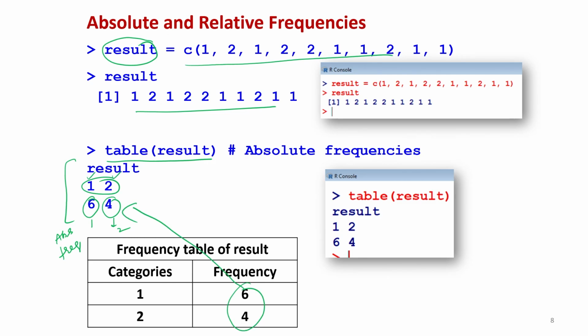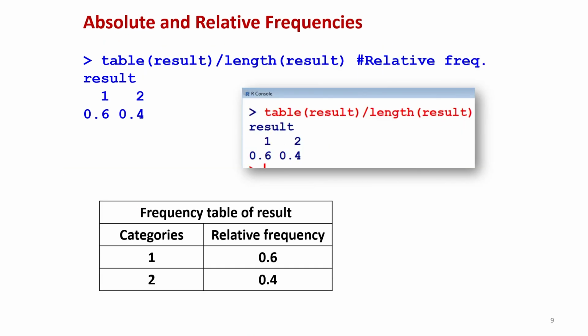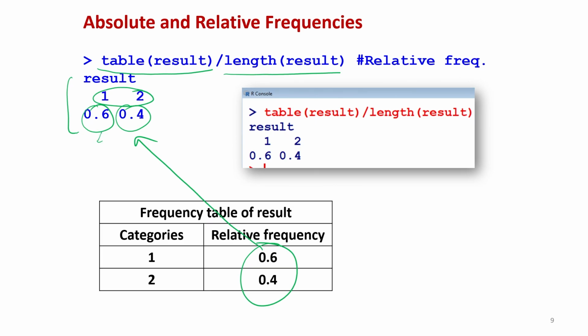So you can see that it is very easy to tabulate the data, and it will give you very important information also. Similarly, if you want to find out the relative frequency, you simply have to use the command table result and then divide by length of result, that means the total number of observations. So you can see this will come out like this. And yes, these are the categories 1 and 2, and these are the relative frequencies 0.6 and 0.4. How has it been obtained? As you have seen, it was obtained as relative frequency. So 0.6 is the relative frequency of category 1 and 0.4 is the relative frequency of category 2.